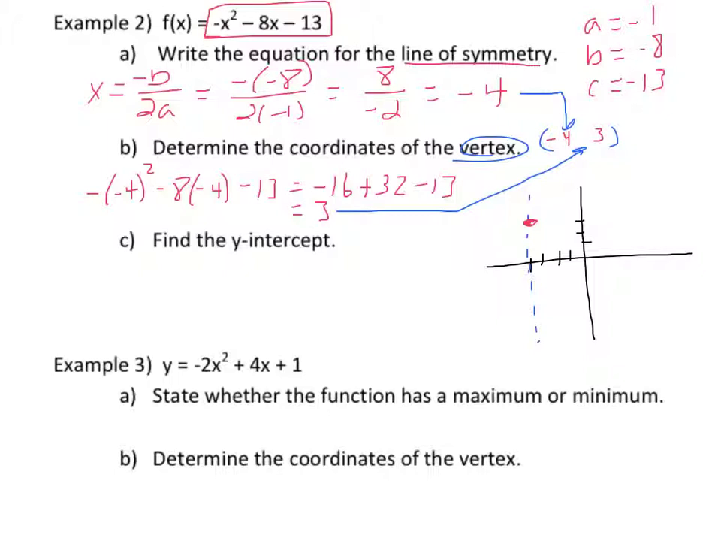Now, as we said before, when our A is positive, the parabola opens up. When our A is negative, and in this case it is, it's going to open downward. So this will be a maximum.